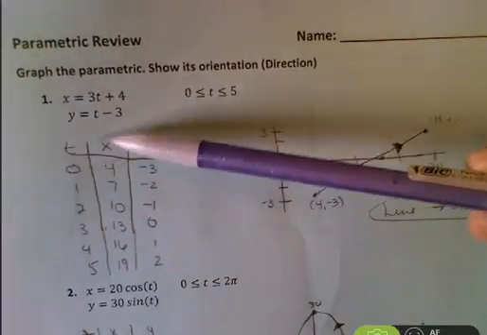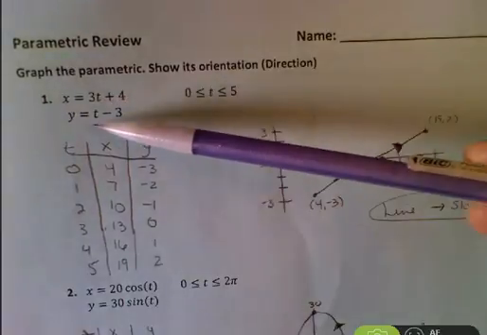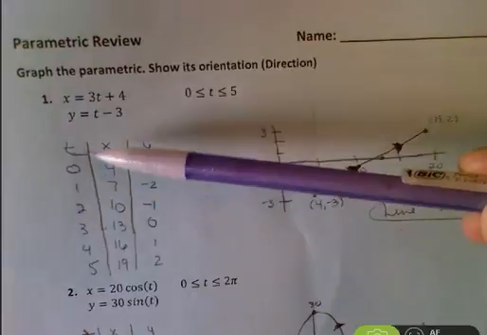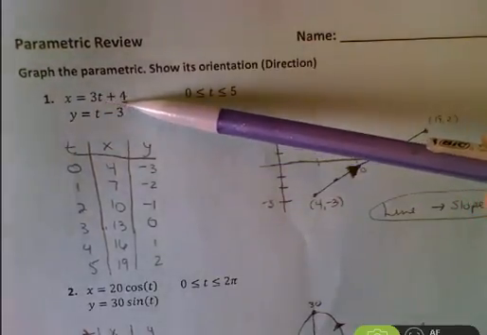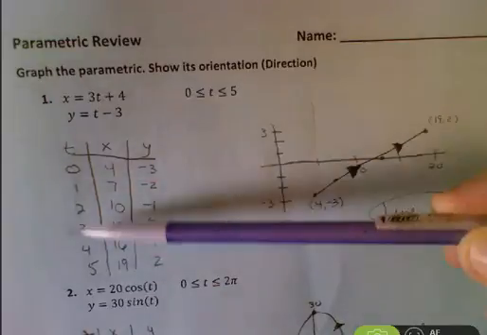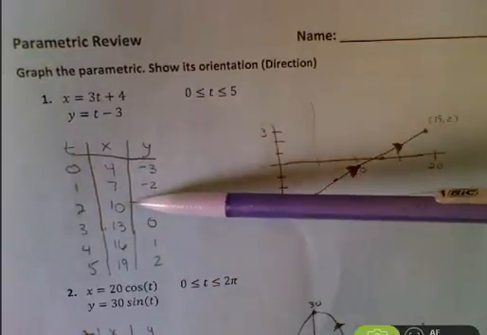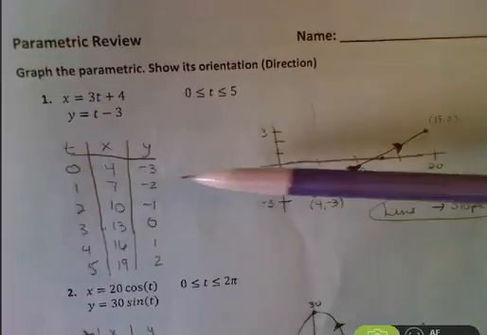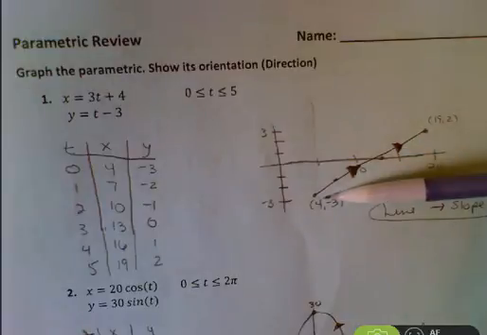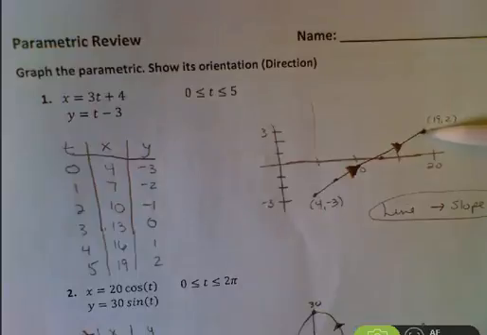So at time 0, when I put in t as 0, I get x is 4 and y is -3. When I put t as 1, so time equals 1, I get 7 for x and -2 for y. So once you get your chart filled out, really all then you're doing is graphing your ordered pairs. So I graphed (4, -3), (7, -2), (10, -1). So I graphed all of those points. It starts down here at (4, -3). It ends at (19, 2). So that graphs a straight line.